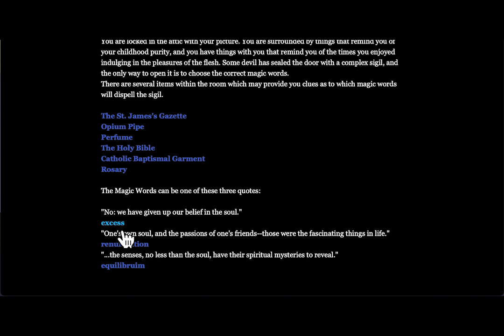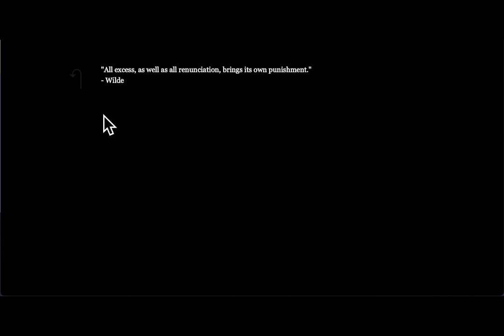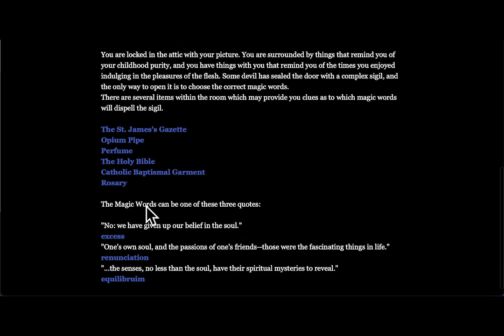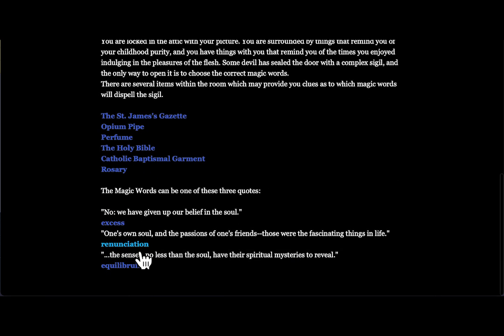So let's say we are a student who doesn't know. Let's choose the first one. No, we have given up our belief in the soul, and the button for it is called excess. And we get a quote, all excess as well as all renunciation brings its own punishment, from Oscar Wilde. And so that one wasn't correct.